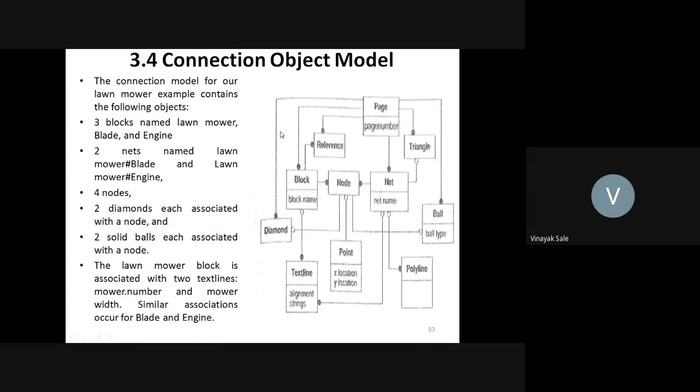Then the connection of our lawnmower example contains 3 blocks: lawnmower, blade, engine; 2 nets named lawnmower blade and lawnmower engine; 4 nodes; 2 diamonds each associated with a node; 2 solid balls associated with each node. The lawnmower block is associated with two text lines: mower.number and mower.width. Similar association occurs for blade and engine.